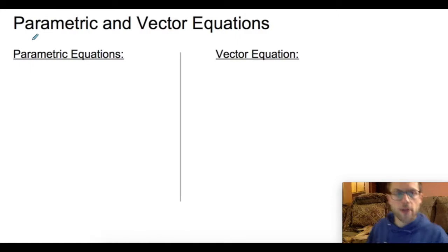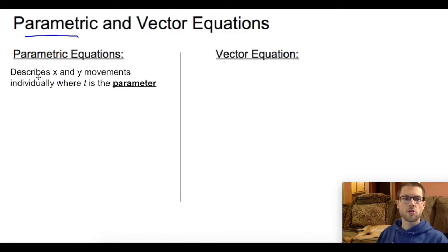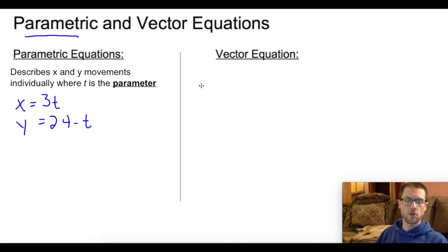So let's talk about parametric equations and vector equations. Now, believe it or not, we actually already saw parametric equations. By definition, parametric equations describe the x and y movements individually, and t is the parameter. So this is actually what we already did before, where we had 2 equations. We had x equals 3t. This describes my horizontal movement, and y equals 24 minus t. This was my vertical movement.